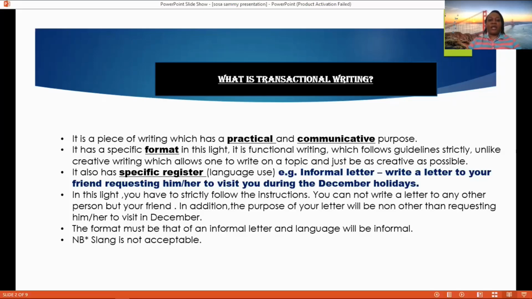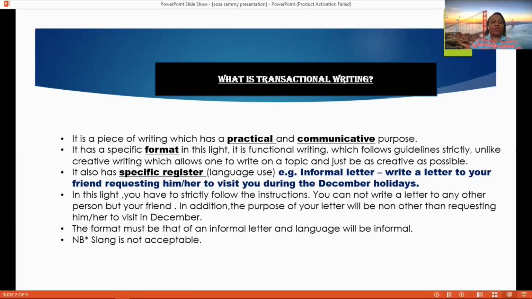Transactional writing also has a specific format. In this slide, we can say it is functional writing, which follows guidelines strictly. Unlike mere creative writing, which allows us to write on a topic and just be as creative as we wish, in transactional writing we need to follow guidelines, follow a format, and make sure that the work is practical and communicative.